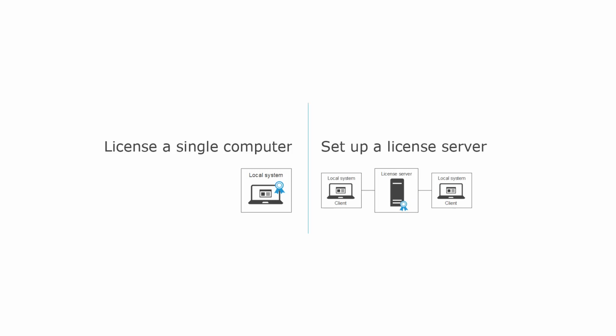PLA can be licensed to a single computer or a computer that acts as a license server. The steps shown in this video work for both cases. If you set up PLA licensing through a license server, you need to perform Step 1 and 2 of the licensing procedure on the PLA license server, and Step 3 on the computers running PLA.